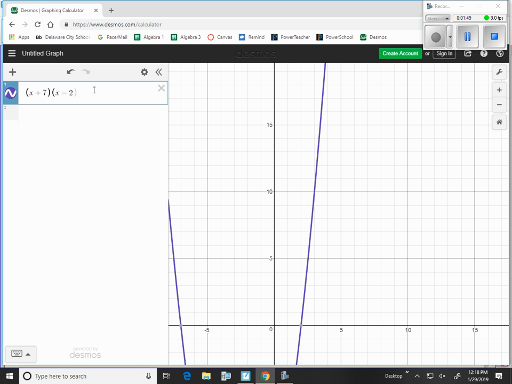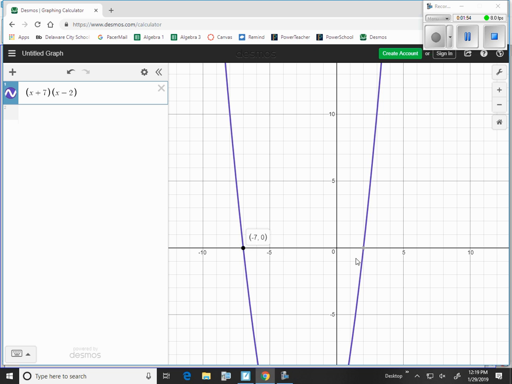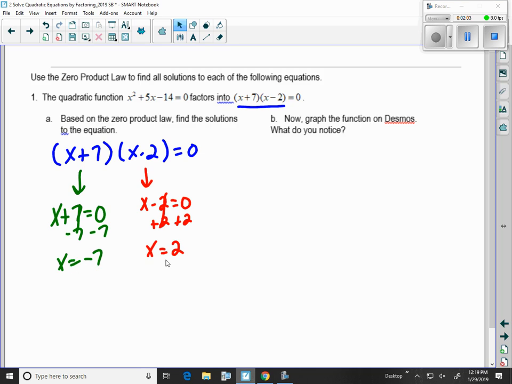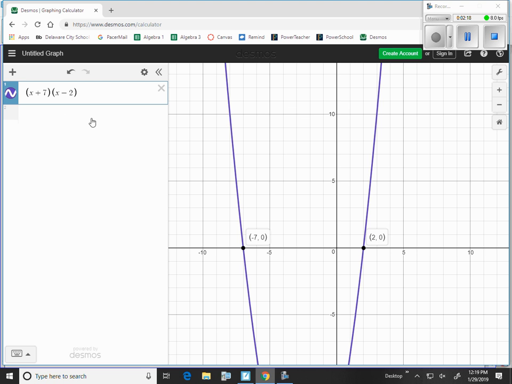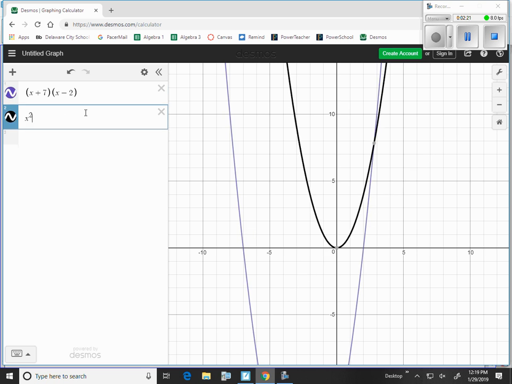If you look at my graph, it crosses at -7 and +2. Is that what we just solved for? Yes. So right here, we just solved for x equals -7 and x equals 2. What if I put my original in? x squared plus 5x minus 14. Look at that. It's the exact same equation. See if I turn it off and I turn it back on? They're the exact same thing.